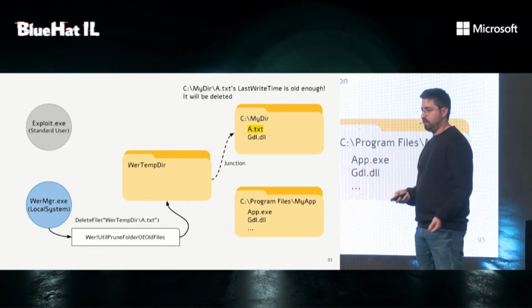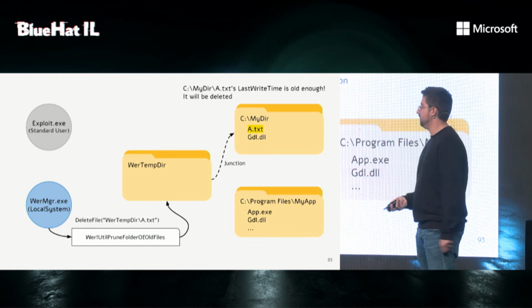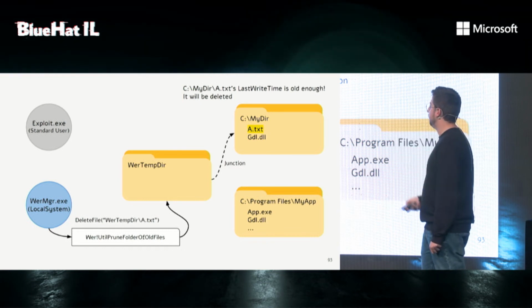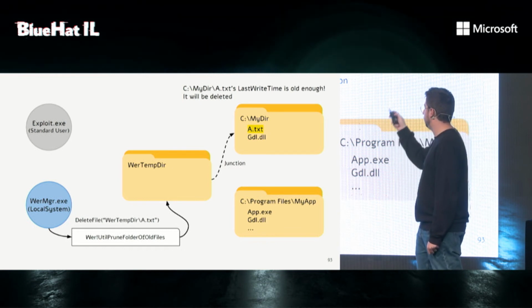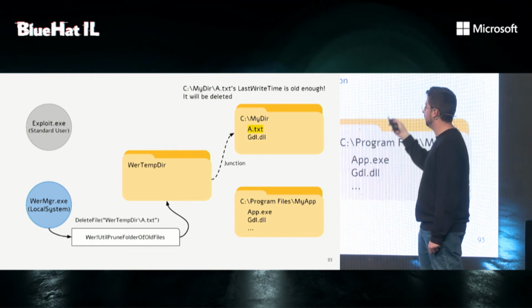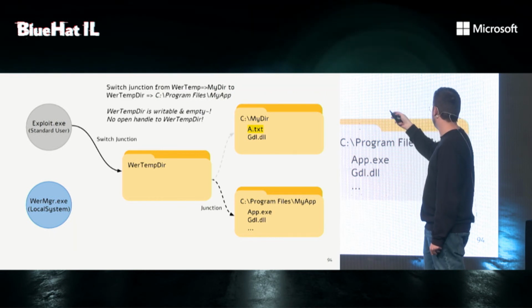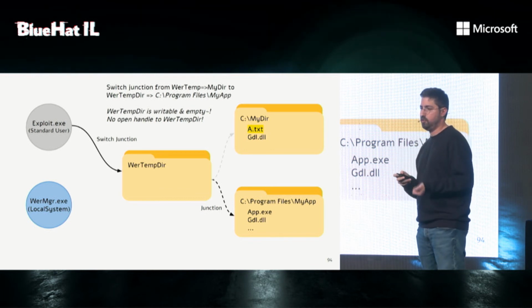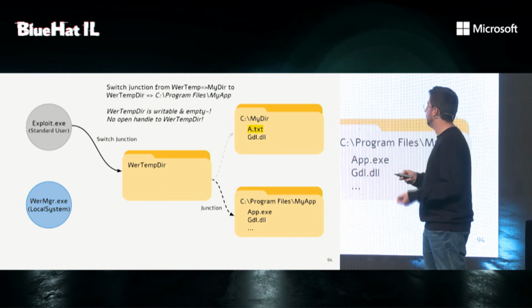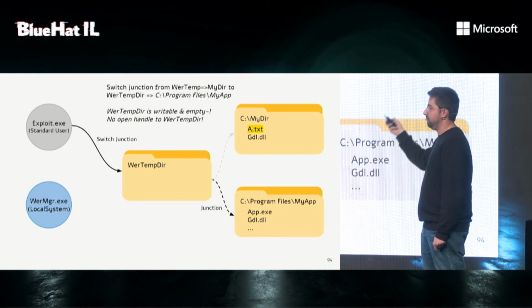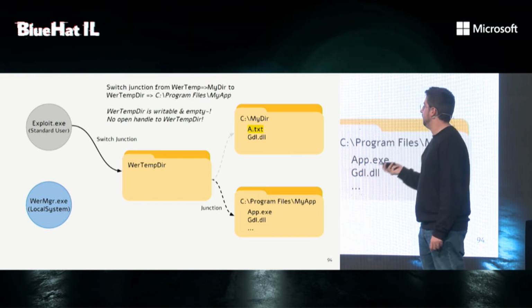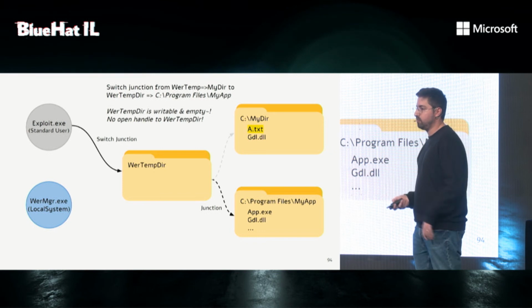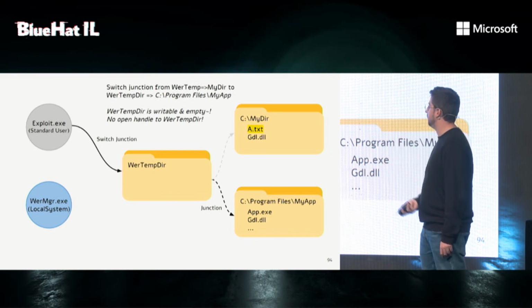Now, at this point, right before or after it deleted the file, from exploit.exe, we try to switch the junction between wordtemp dir and cmydir to now point to wordtemp dir to my app. And I told you before there are three conditions that must be met in order to create a junction. Wordtemp dir must be writable, and it is. It must be empty, which it is, to some sort. It's just a junction to another directory.